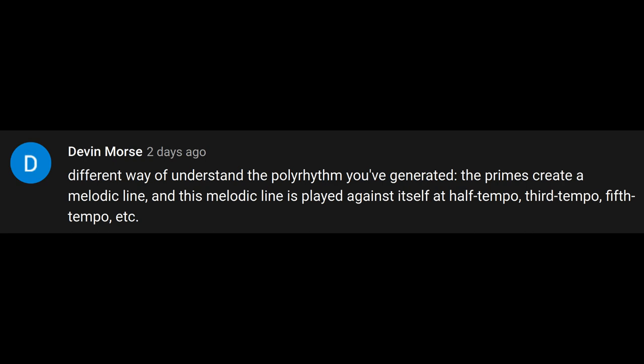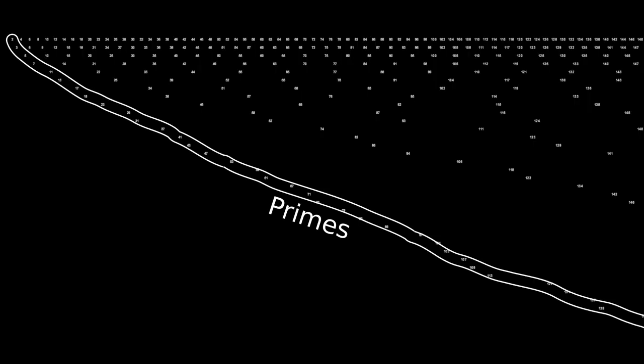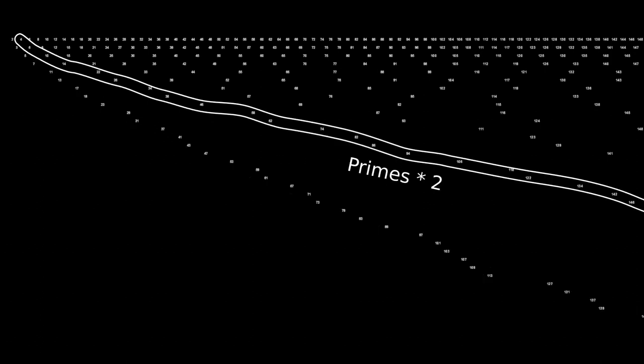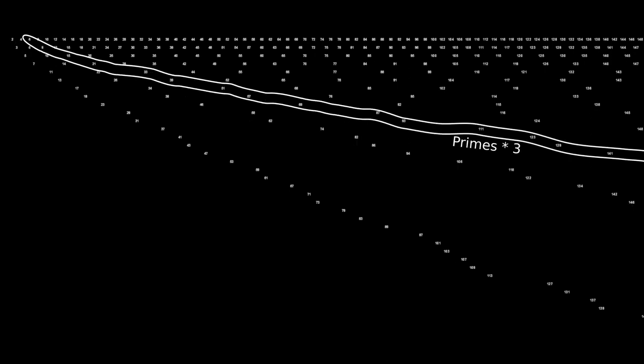Okay, I love this comment from Devin Morse, who says, different way of understanding the polyrhythm you've generated. The primes create a melodic line, and this melodic line is played against itself at half tempo, third tempo, fifth tempo, etc. This is a very cool observation. So if you look here at this zoomed out image of the prime polyrhythm, you can see this strand right here, this is the primes. But this strand right here, this is 2 times all of the primes. And here's 3 times all of the primes. And so you can think of it as the same prime melody played along with itself at different speeds.